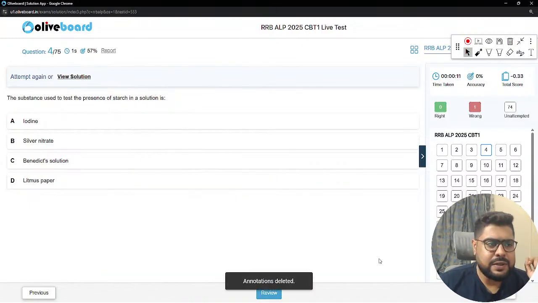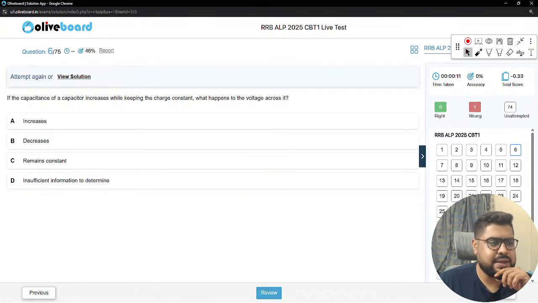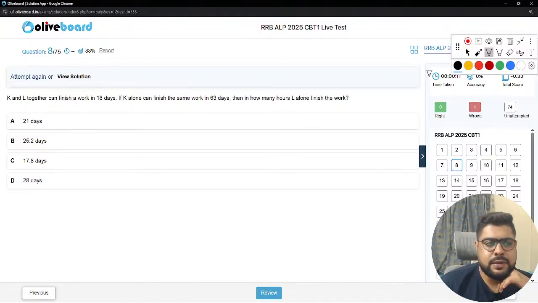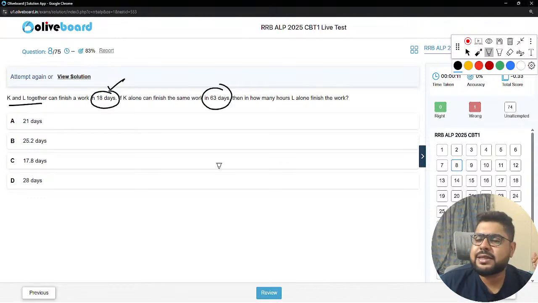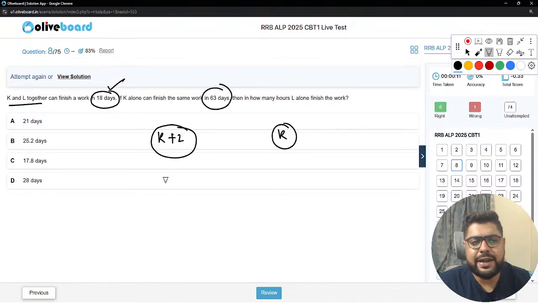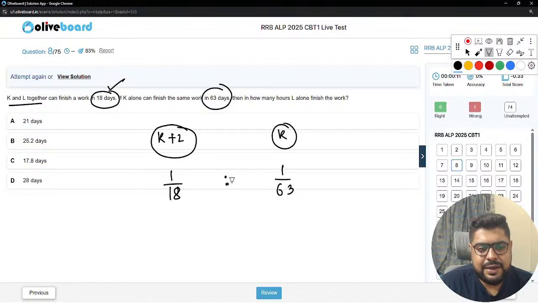Next one is this. K and L together can do the work in 18 days. K alone can do it in 63 days. Efficiency ratio will be 1 by time ratio. So 1 by 18 and 1 by 63. 9 2s are 18, 9 7s are 63. So the ratio comes out to be 7:2.